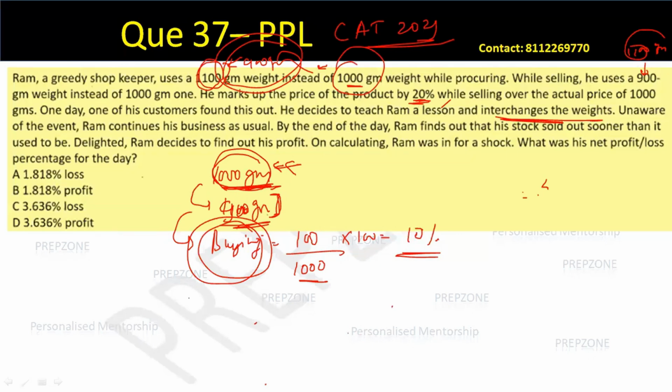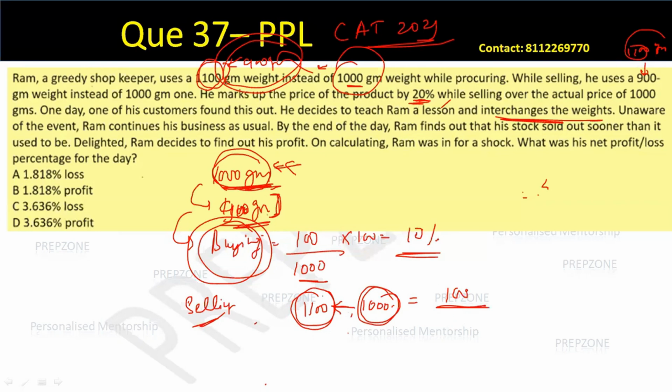Now, at the time of selling, what is happening? He is actually selling 1100 gram, okay, instead of 1000 grams. He was supposed to sell 1000, but now he is selling 1100 gram. So how much is the loss? He is actually selling 100 grams extra, so there is a 100 gram loss. But now the major thing is, what will come in the denominator?